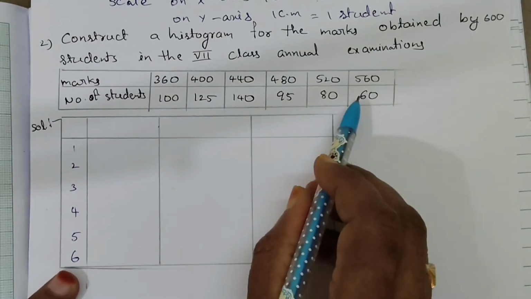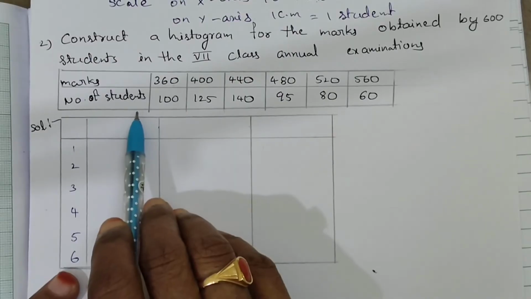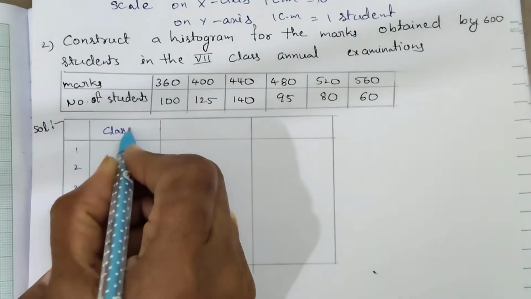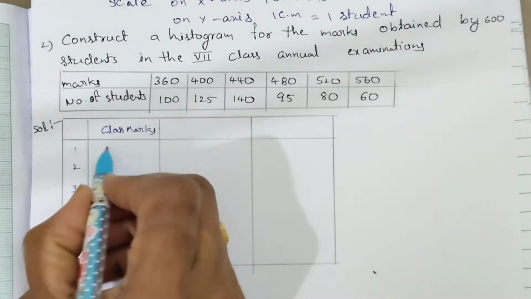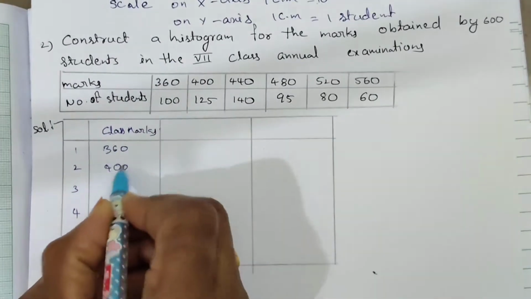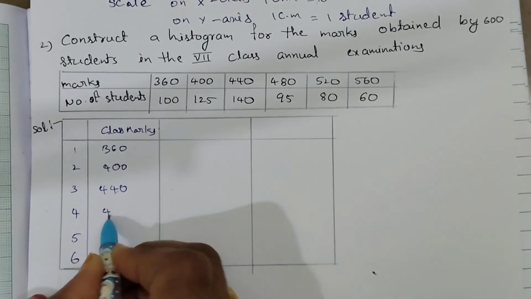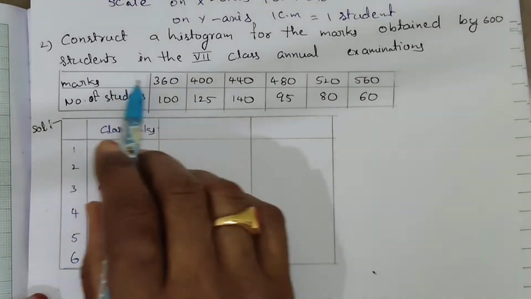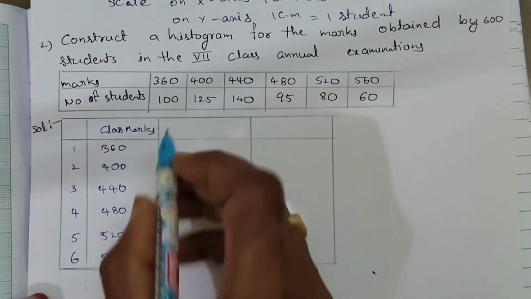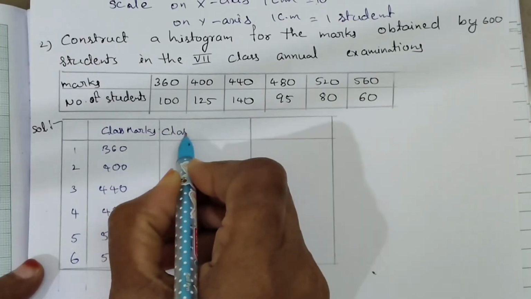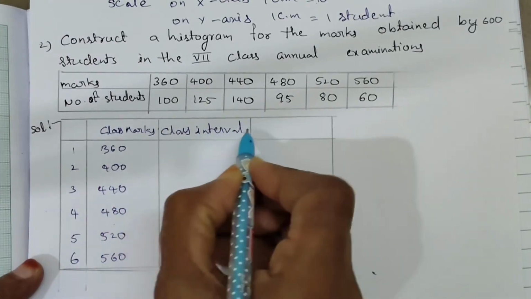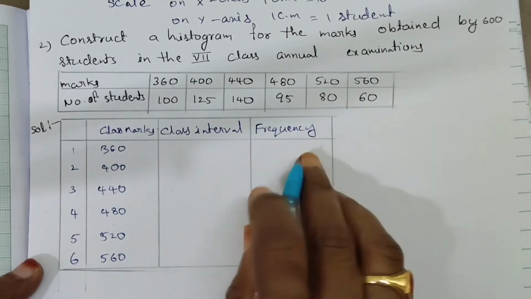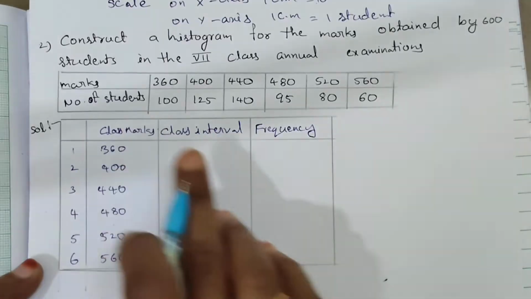Here 6 classes are there. First, marks and number of students. Here marks is the class marks. We write the class marks: 360, 400, 440, 480, 520, 560. So these are the marks. Next, class interval and frequency. Here the number of students is the frequency.